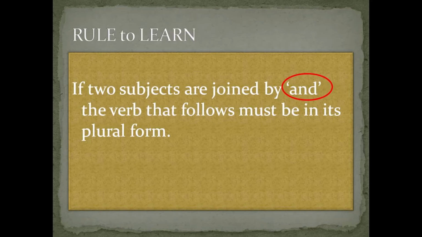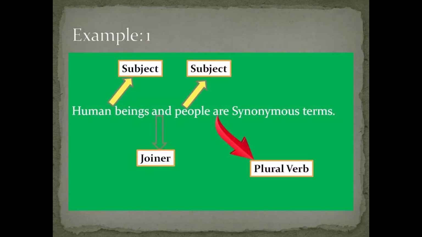And so the other rule that you need to know is if two subjects are joined by and, the verb that follows must be in its plural form. Again, if two subjects are joined by and, the verb that follows must be in its plural form, meaning the verb without the s at the end. Let us look at a couple of examples.